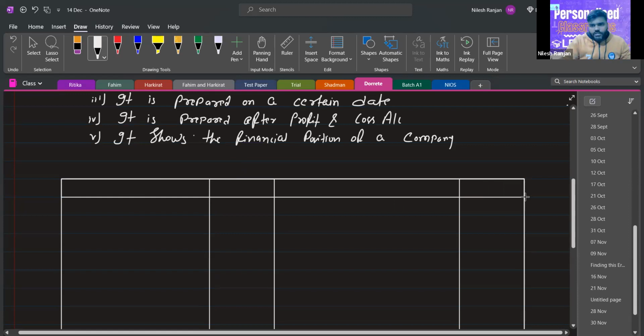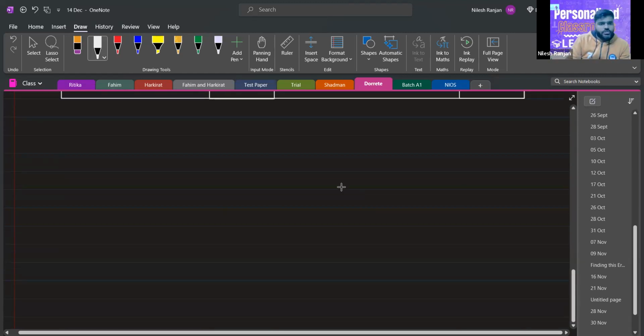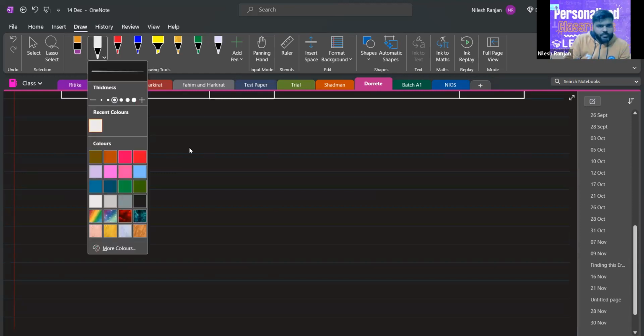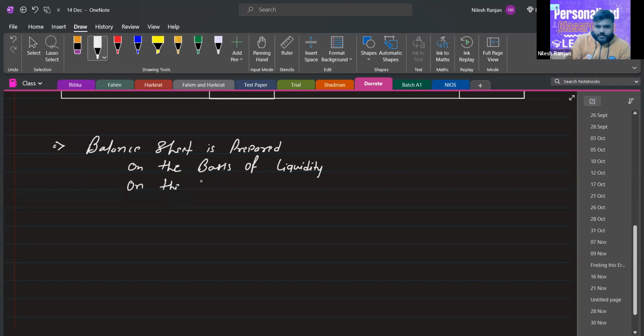Okay. Now there are two things that you need to remember. Balance sheet is prepared on two bases: on the basis of liquidity and on the basis of stability. Now, what does it mean, liquidity and stability here?